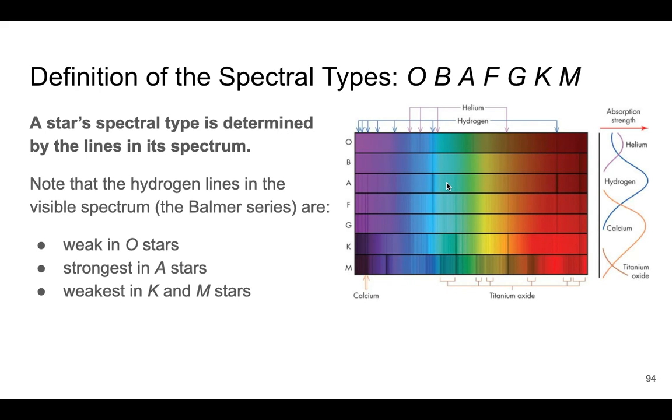So hydrogen lines are weak in O stars, O's being the hottest. So they're there, but they're fairly weak. They're strongest at A, they're a little bit weaker at B, and so forth down the alphabet. And then they are the weakest in the K and M stars. So if you're looking at the hydrogen lines, very, very faint in these guys.